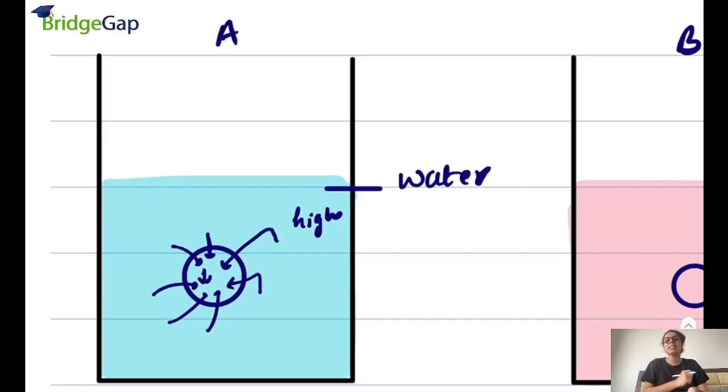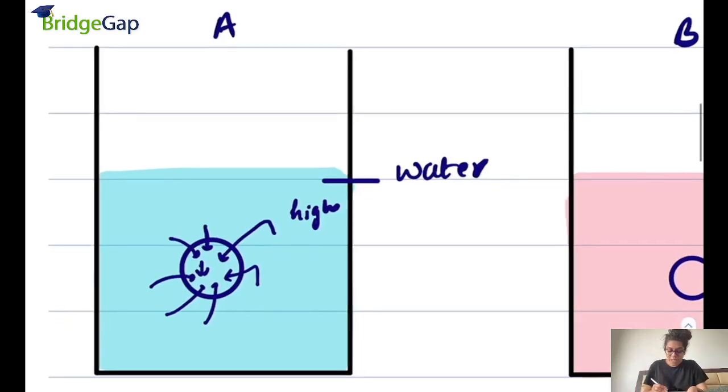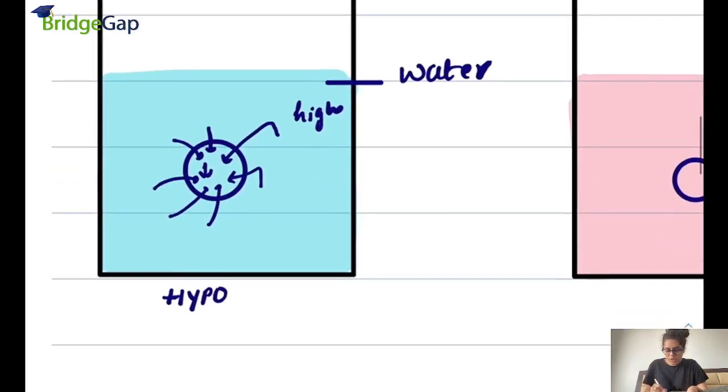We say this type of situation, where outside there is more water concentration and in the cell there is less water concentration, is a hypotonic solution. Okay, and in the first situation what happened? The cell first got swollen and then it burst.